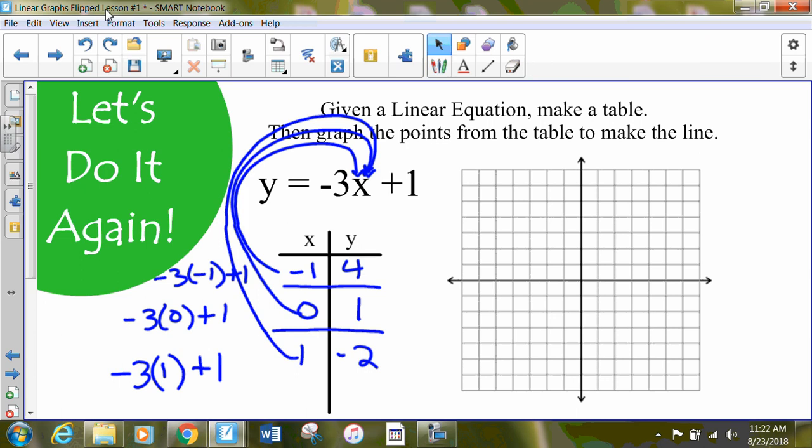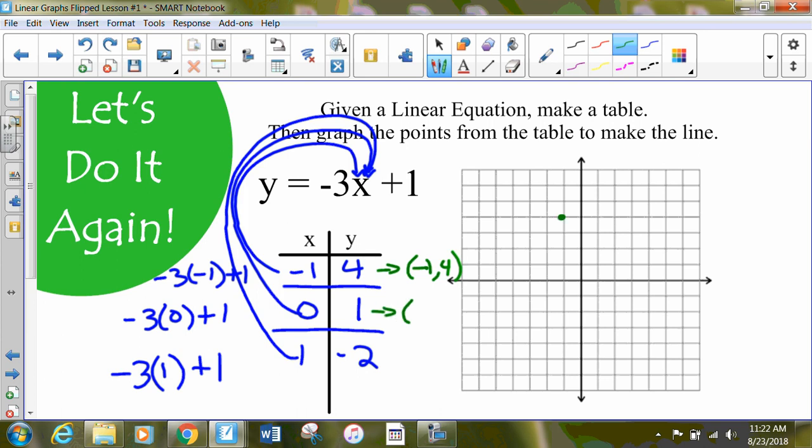And now it's time to graph. I know that -1, 4, -1 in the x column, 4 in the y column, that's the same thing as a point. So I'm going to go ahead and graph that. Over to the left 1, up 1, 2, 3, 4. That's my first point. My second point is 0, 1. And my third point is 1, -2.